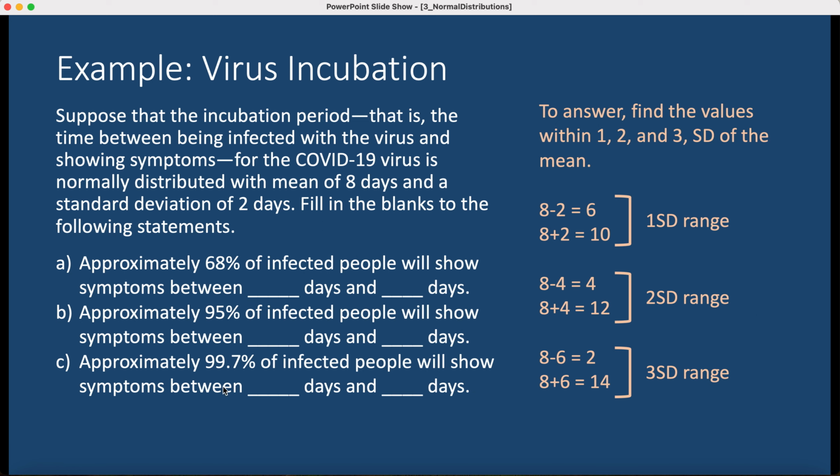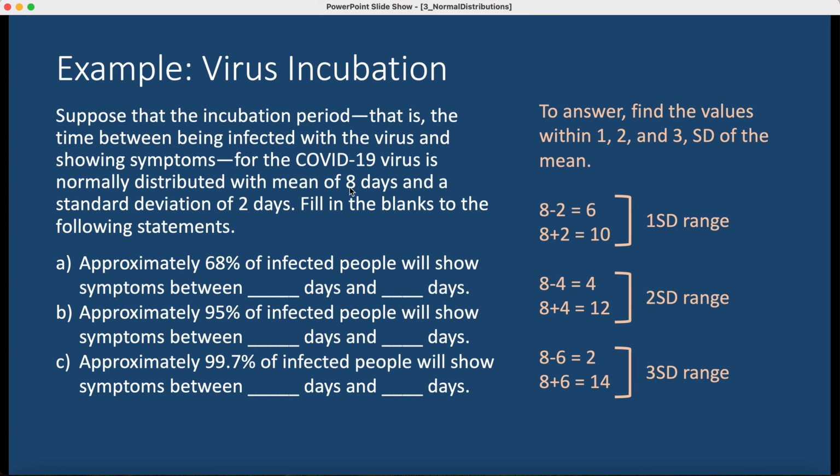So looking at this one, part C, almost everybody who acquires this virus is going to show symptoms from the 2-day point to the 14-day point. So almost everybody falls in that range. You might have occasionally, 0.3% of the time, someone at like 1 day and someone at 15 days. Almost everybody's going to be between 2 and 14. 68% of people are going to be between 6 and 10. 95% of people are going to be between 4 and 12.